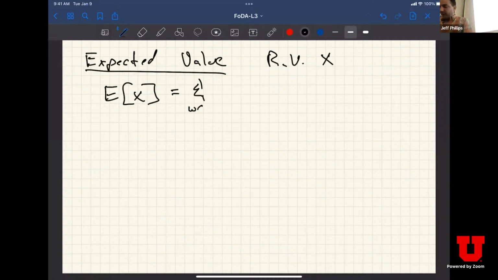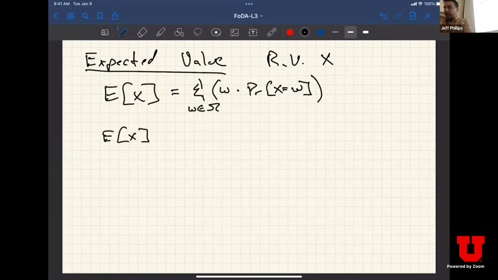Okay, we're going to have elements of the sample space. So if we have a discrete random variable, then it's going to be written as the sum over all the possible outcomes of the value of that outcome times the probability that is the outcome that the random variable takes. Okay, and I'll write this down for continuous random variables, and then we'll go through some examples.